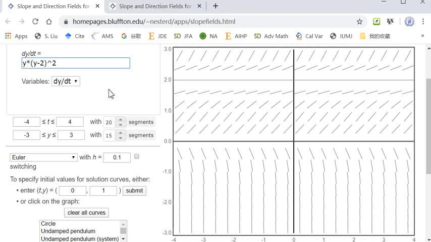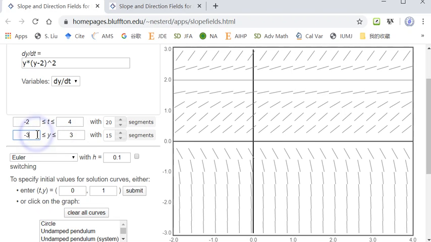There are many small segments. These small segments constitute the direction field of our equation. And here we have several boxes. We can enter values in these boxes to control the range of the variables t and y. Here t is from -4 to 4 and y is from -3 to 3. For example, we can change the t value to -2 to 4, and y stays -3 to 3. That's okay.